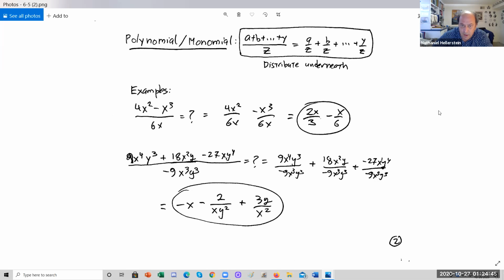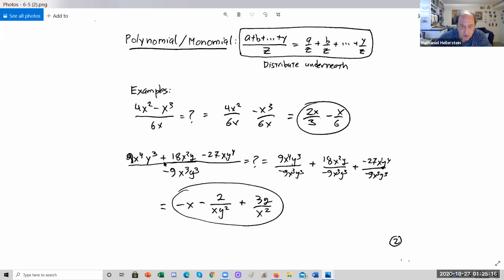All right. Okay, so here's a complicated one. 9x fourth y third plus 18x squared y minus 27x y fourth divided by 9x cubed y cubed. Okay, leading term over that is 9x fourth y cubed over 9x cubed y cubed. 9 over 9 leaves a 1. x to the 4 minus 3 is x to the 1. y cubed over y cubed cancels.